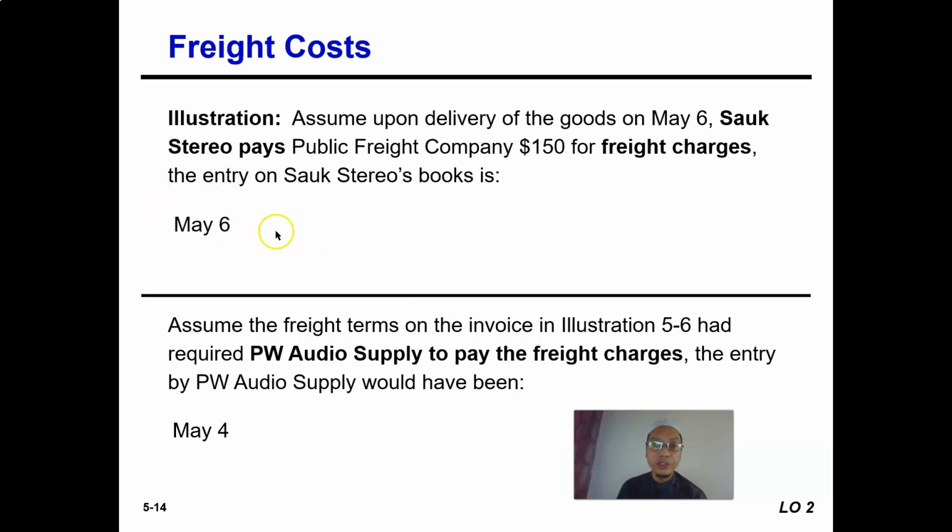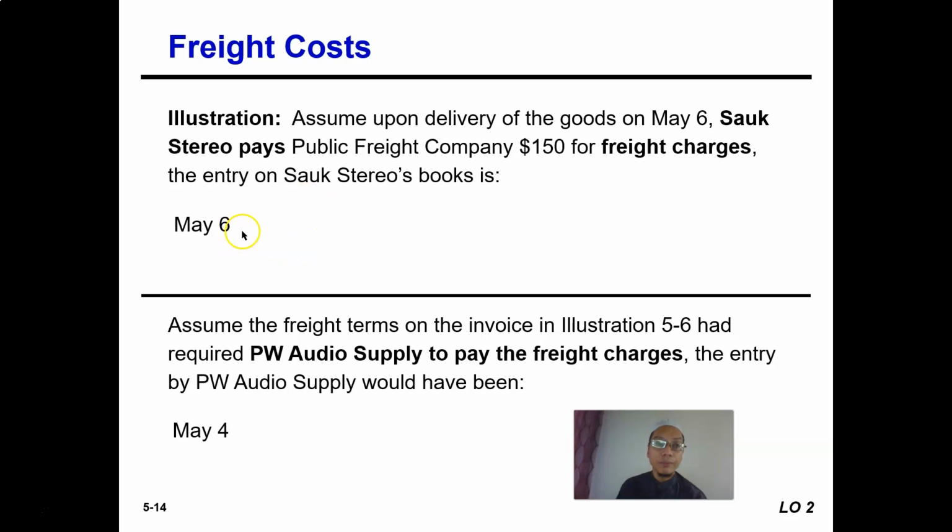This is the first illustration, and assume upon the delivery of the goods on May 6, Soak Stereo pays Public Freight Company $150 for freight charges. Okay, so in the first case, the cost of the shipping is borne by Soak Stereo. Therefore, Soak Stereo should be the one that will be recording the freight charges in their accounts.